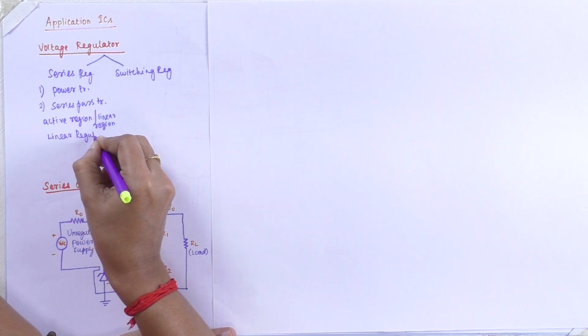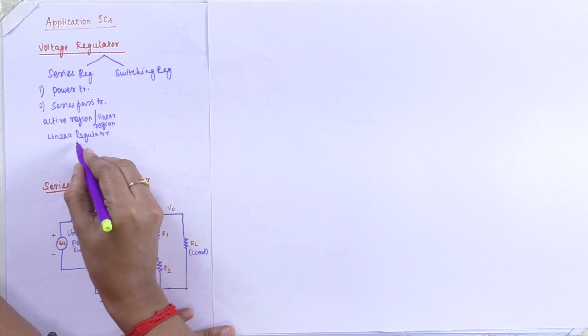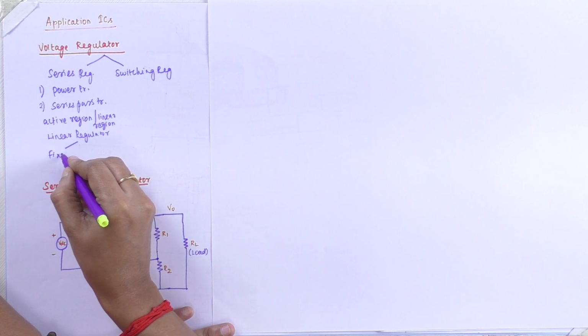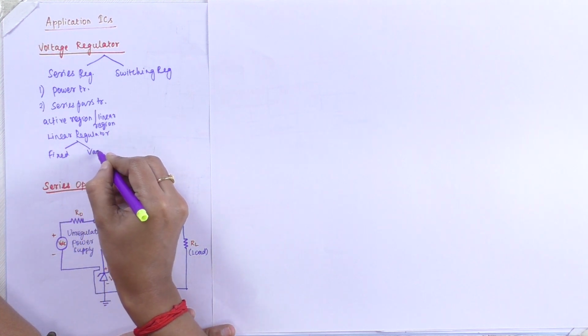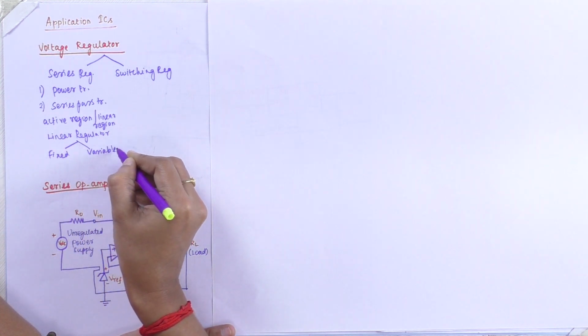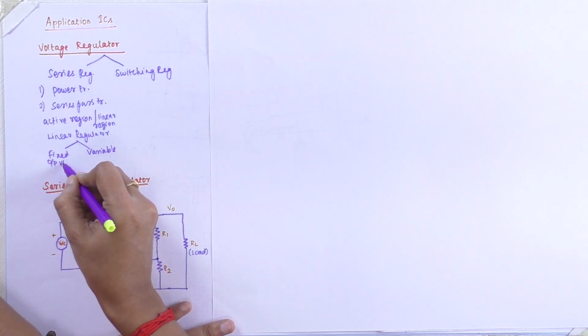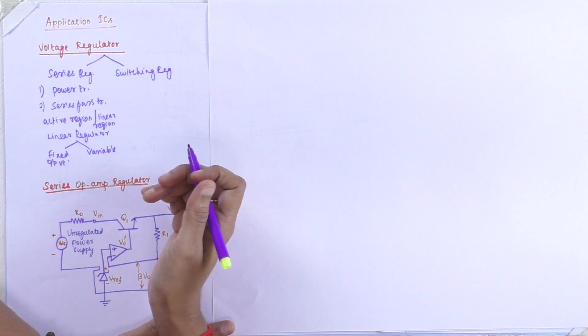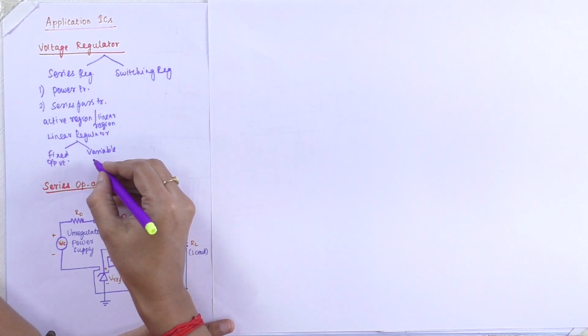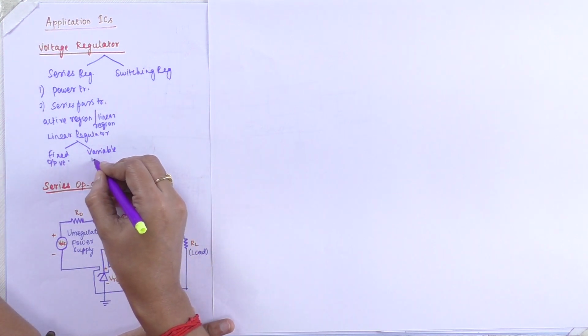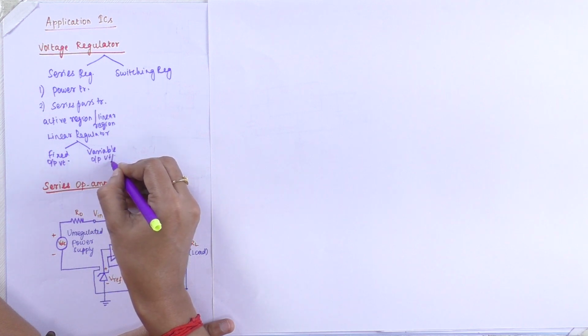This linear regulator is again classified into a fixed and a variable voltage regulator. The fixed one is nothing but a fixed voltage given to the circuit, like 5 volt or 12 volt or 8 volt, whatever the voltage may be, it should be a fixed one. That we call a fixed output voltage regulator. Whereas in the variable one, every time the voltage may get varied. This we call a variable output voltage regulator.